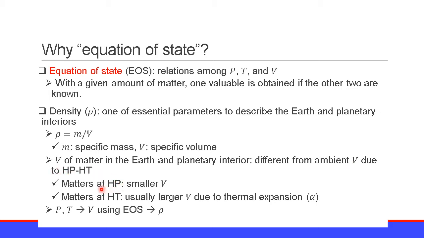Namely, matters at high pressures usually have a smaller volume, and matters at high temperature usually have a larger volume due to thermal expansion. Therefore, if pressure and temperature are given, then we can obtain volume using an equation of state. Then we can estimate the density of the Earth and planetary interiors.